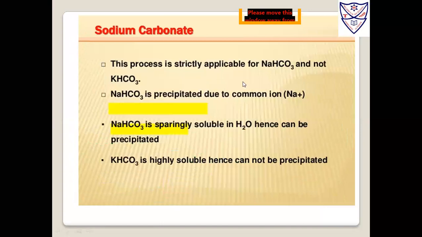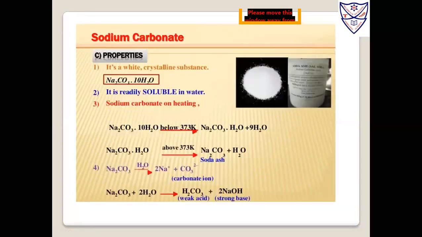Now this process is strictly applicable for sodium hydrogen carbonate and not for potassium hydrogen carbonate, as sodium hydrogen carbonate is precipitated due to the common salt. Precipitate means what? Some layer or some particles can be seen in the solution. This process is only applicable for sodium hydrogen carbonate and not for potassium hydrogen carbonate, as it is highly soluble and cannot be precipitated. So we cannot understand whether the formation is done or not.